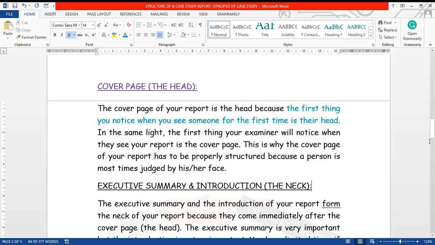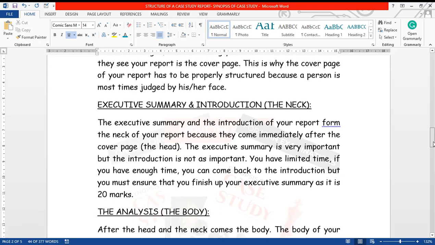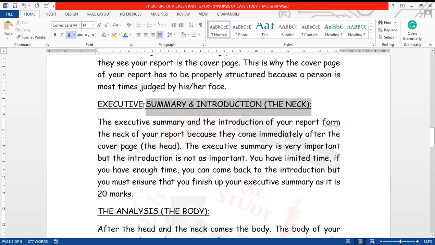Now, after you finish the cover page, you move down to the executive summary and the introduction. So this is the neck. The executive summary and introduction both make up the neck of your report, because after the head, what's the next thing you see?